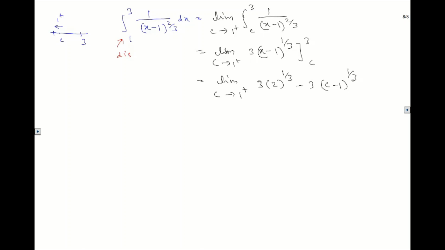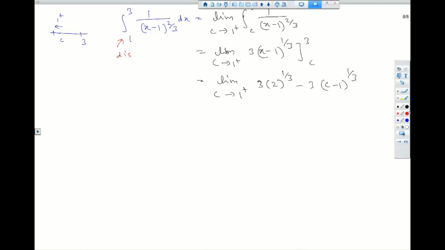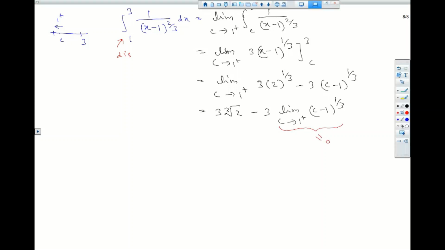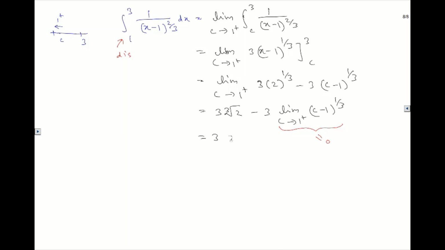As before, when c goes close to 1, the first one is 3 times the cube root of 2, and then minus this one, 3 times the limit as c goes to 1 plus of (c minus 1)^(1/3). You know that this limit is simply 0 as before, so you simply end up getting 3 times the cube root of 2. That's what you get, and you can see that this is finite, so that means this integral also converges.